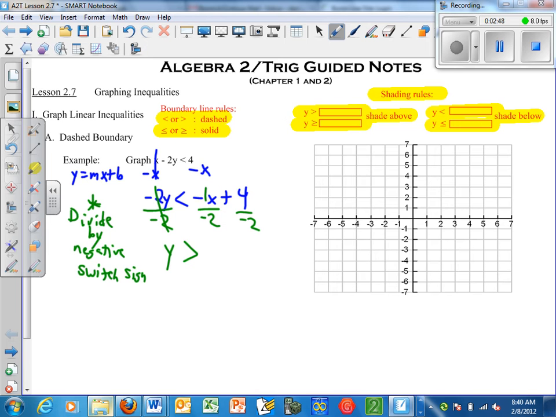This is a negative 1 divided by a negative 2. Negative divided by negative is positive. We're going to write it as 1/2 x. Here I have a positive 4 divided by a negative 2, which is a negative 2. So there's my inequality. Solve for y.